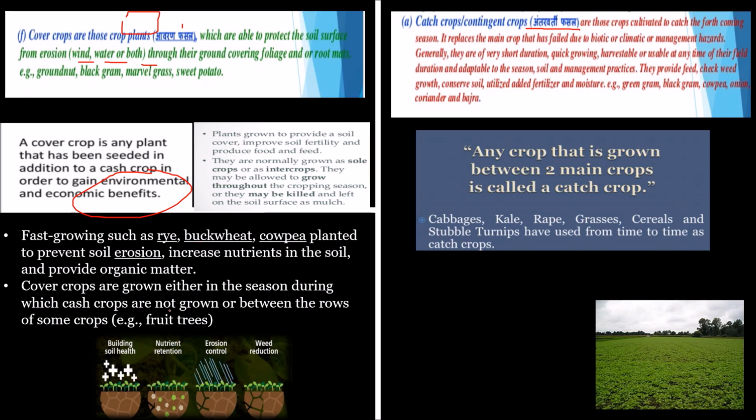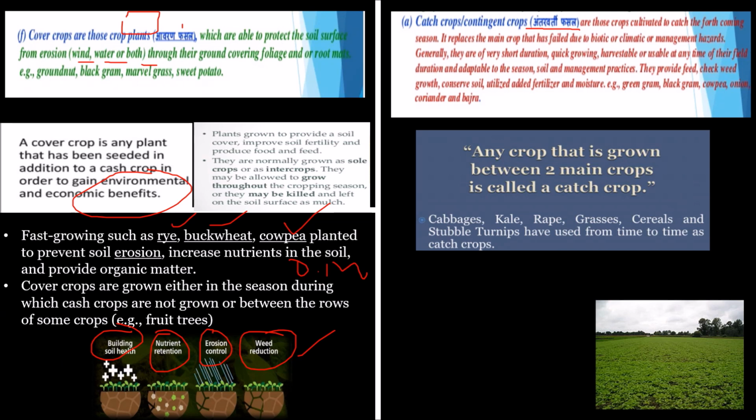If we are talking about examples, then rye, buckwheat, cowpea are planted to prevent erosion, increase the nutrients in the soil, and hence they provide organic matter to the soil. So this is very good in that case. Erosion control mechanism is being followed here. Building soil health, nutrient retention, erosion control, and weed reduction. All of the practices are taken care of in the case of a cover crop.